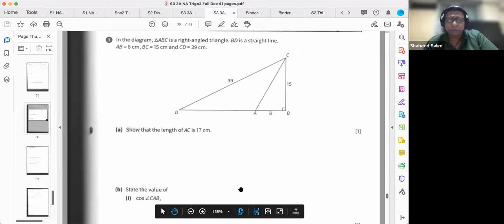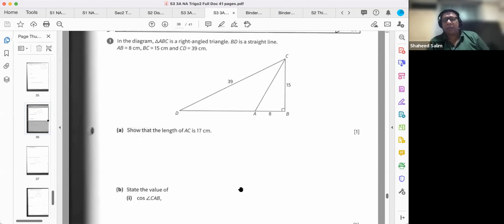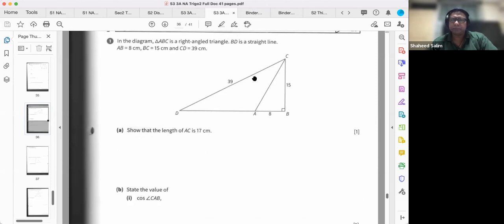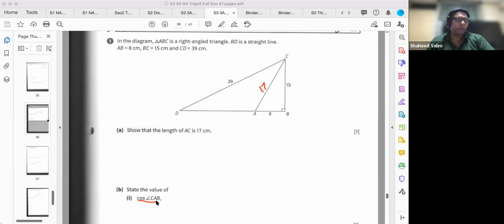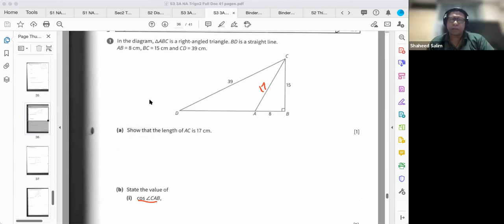Now down here, can you tell us the value of cosine CAB? Just give a fraction. AC is 17, right? Don't need to find the decimal. I just want a fraction. Value of cosine CAB. 8 over 15? No, 8 over 17. Well done.